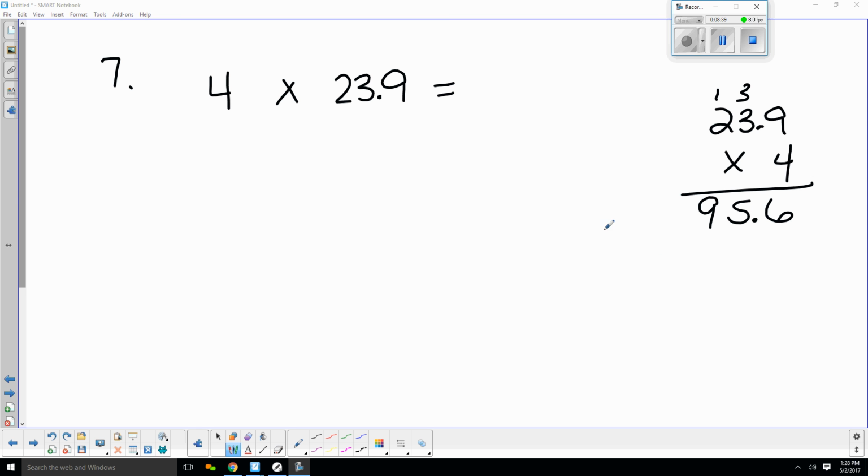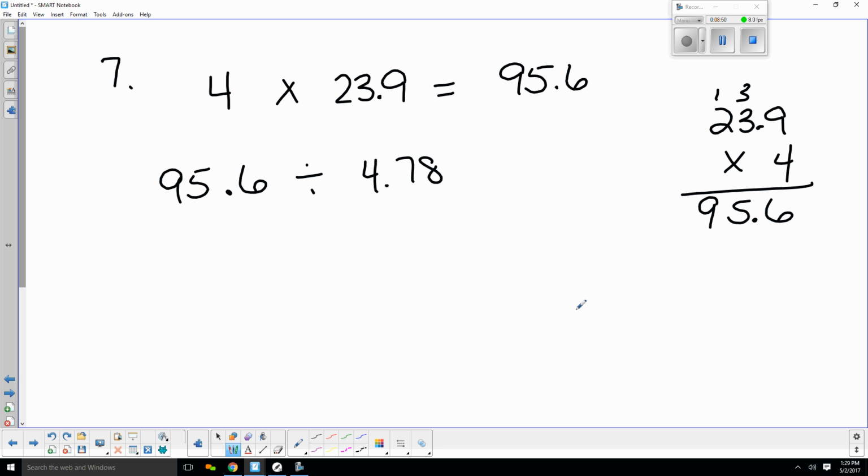Okay, so the total sauce that we have is 95.6. Now I'm going to take the sauce, which is 95.6, and divide it by 4.78. So if I divide, now remember, I cannot have a decimal in this number, so I need to move it 2 places to the end. So that means I have to move this one 2 places to the end, so I have to add a 0 for a placeholder there.